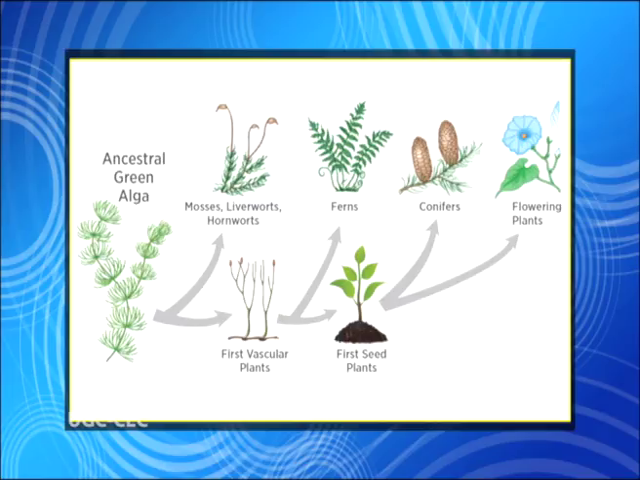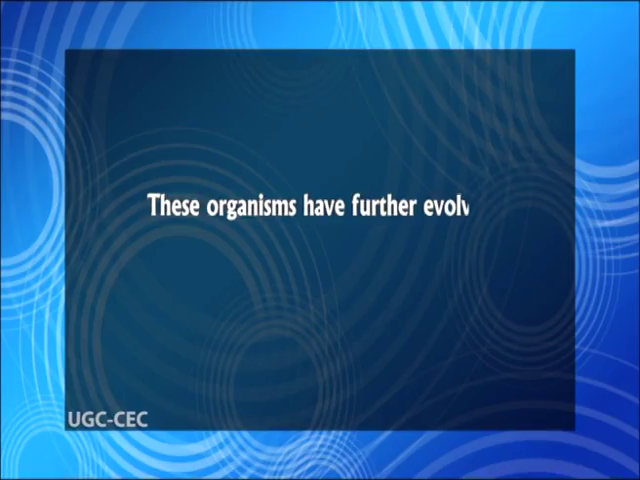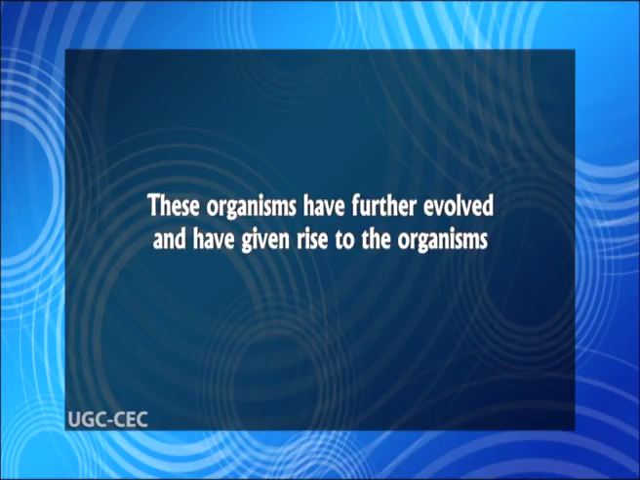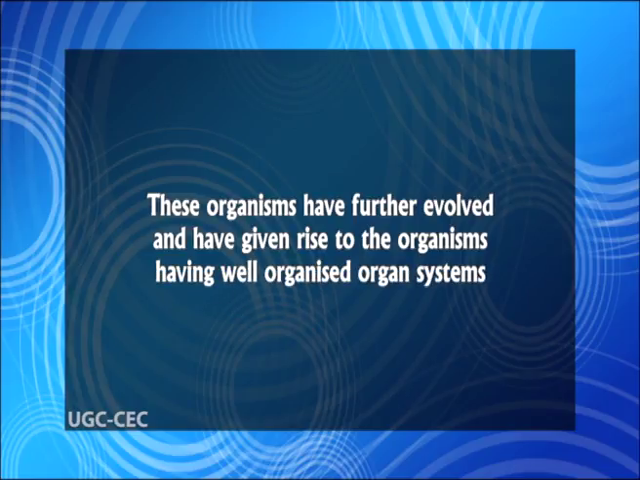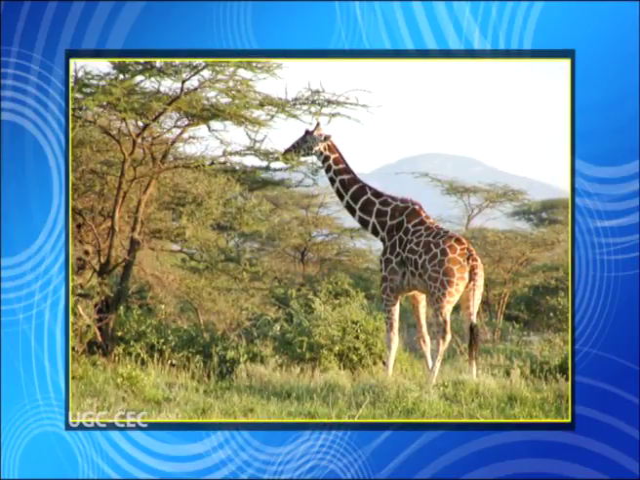Multicellular organisms have diversified metabolic processes and have led to evolution of organisms having tissues, and the organisms having tissues have further evolved through the diversification of metabolic processes and have given rise to complex organisms having organ systems and organs. These organisms have further evolved and have given rise to the organisms having well organized organ systems. Plants and animals are the organisms having organ system level of organization.